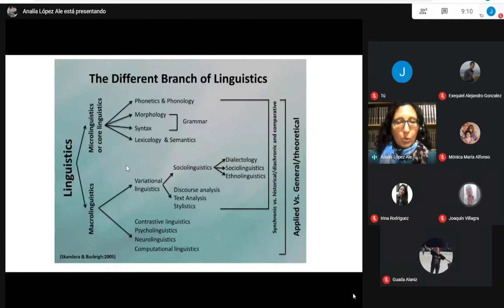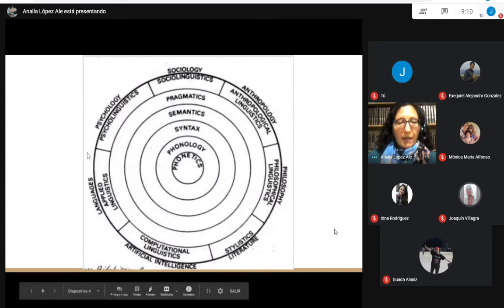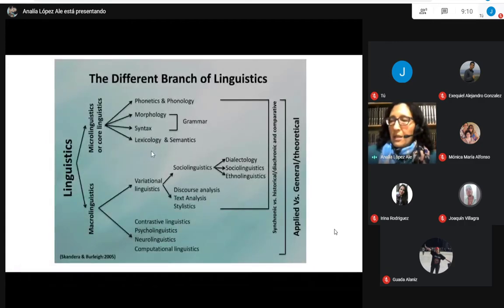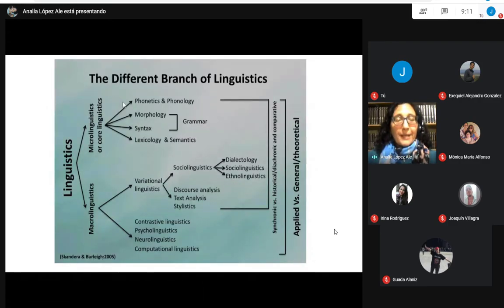Just to start, to warm up, I wanted to show, remember that I presented this not so nice diagram. Well, I found one in a book. Unfortunately, I have the copy. But anyway, I Googled the authors and I found the authors are Scandera and Burley. And I found this diagram that clearly organizes the branches of linguistics. So there you have microlinguistics or core linguistics and macrolinguistics.